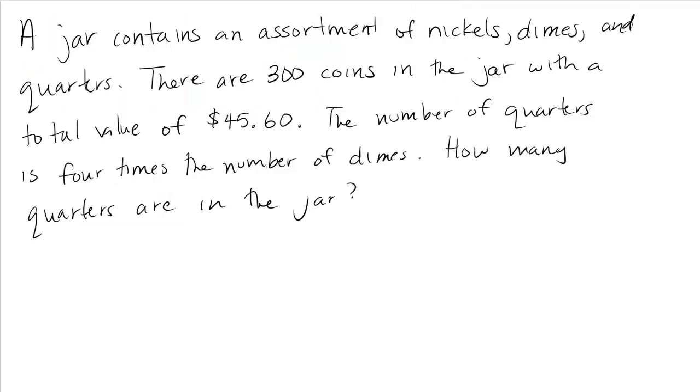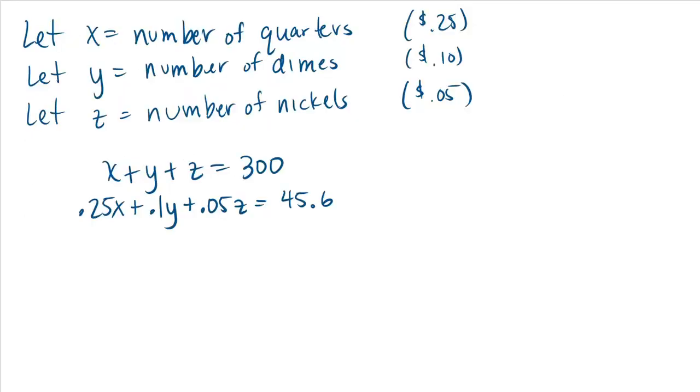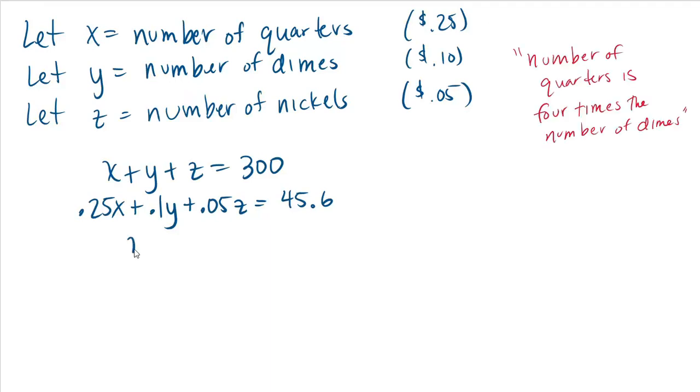The last bit of information is that the number of quarters is 4 times the number of dimes. Unlike our first example, this one is a pretty straightforward translation. The number of quarters is 4 times the number of dimes. The number of quarters is the larger number because we're going to multiply the smaller number by 4 in order to reach that value. Now we have the system, but in order to put this into a matrix format, we have to alter that last equation.